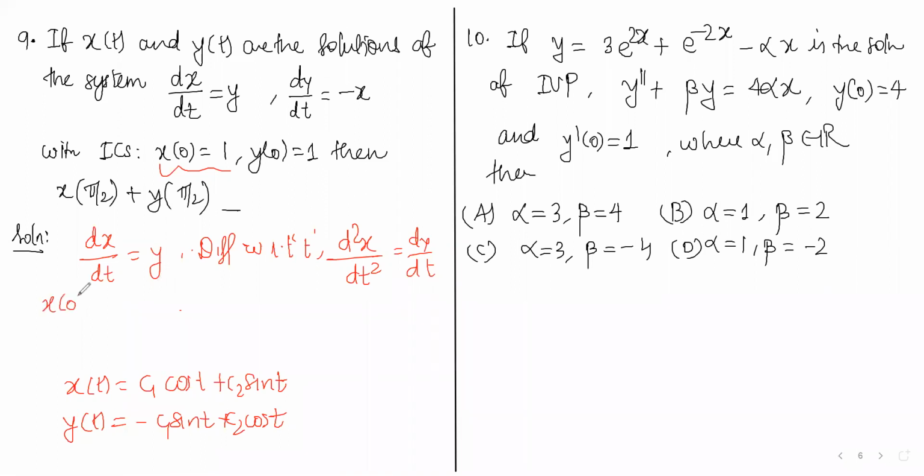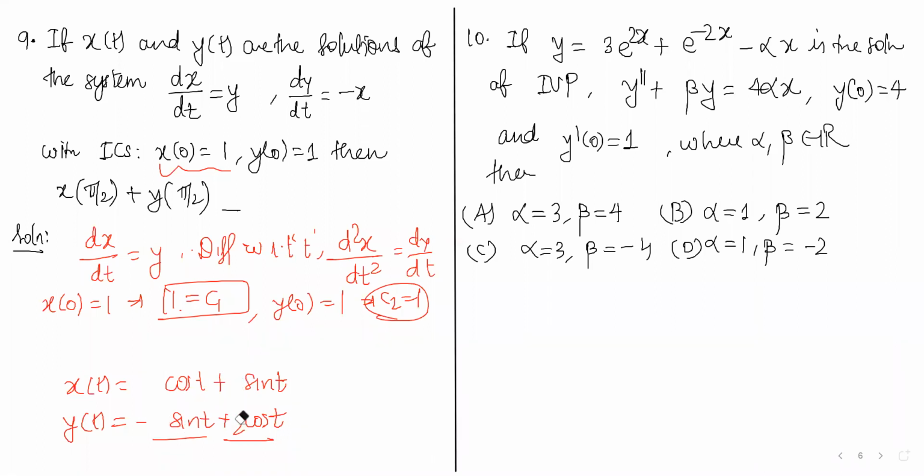Since x of 0 is 1, here it will be cos 0 which is 1, and sin 0 will be 0, so I got here c1 is 1. And y of 0 is 1. Just put 0 in the place of t, so you get sin 0 as 0, this quantity survives, and it again gives you c2 equals 1. So c1 and c2 are both 1, and we got our nice solution.